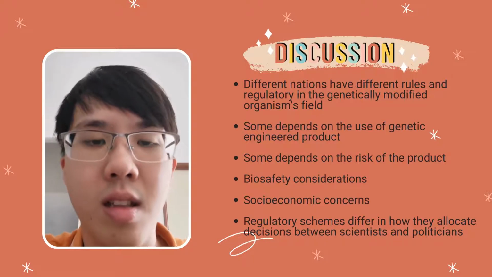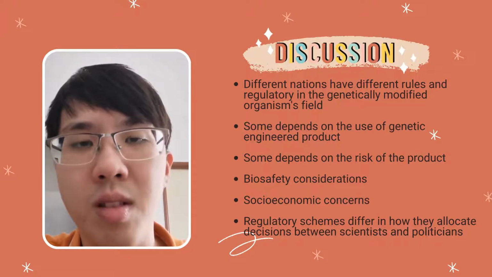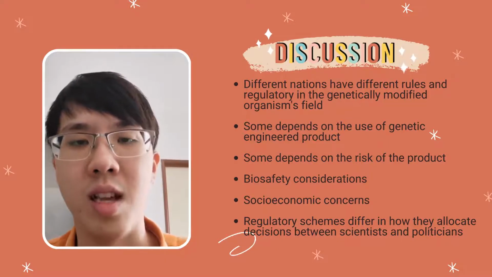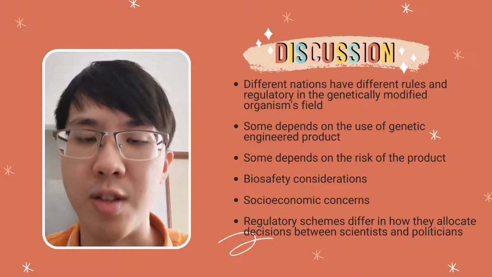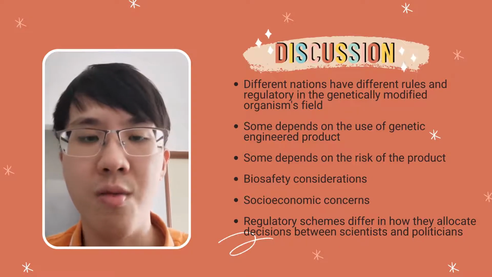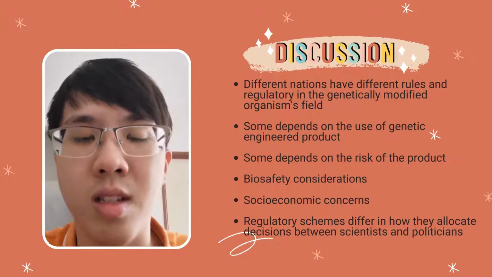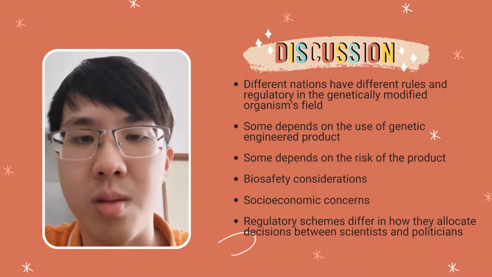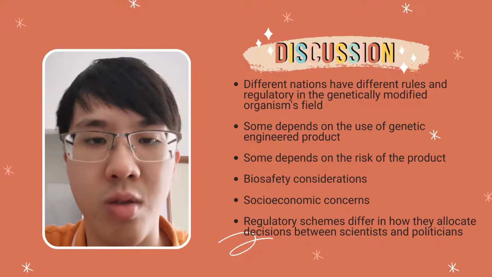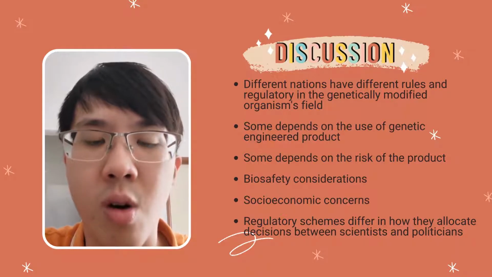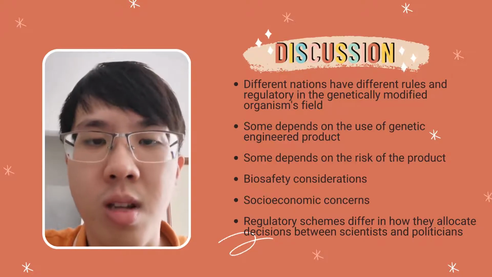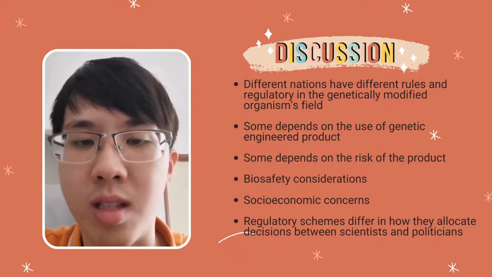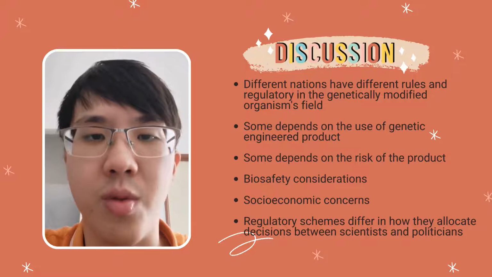So the last one will be that regulatory systems differ in how they allocate decisions between scientists and politicians. For example, some countries focus more on the scientists' decision whether these genetically modified organisms or foods are suitable for the consumers of the country or not, while some countries listen to the president on the decision whether to import this kind of genetically modified organisms or food.